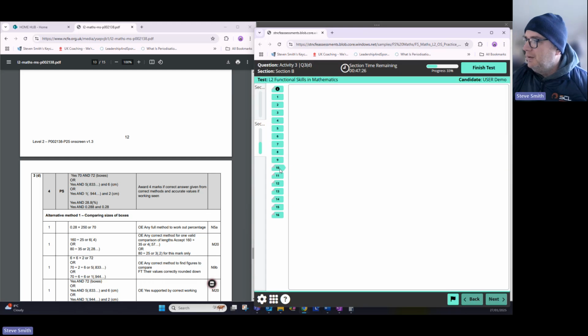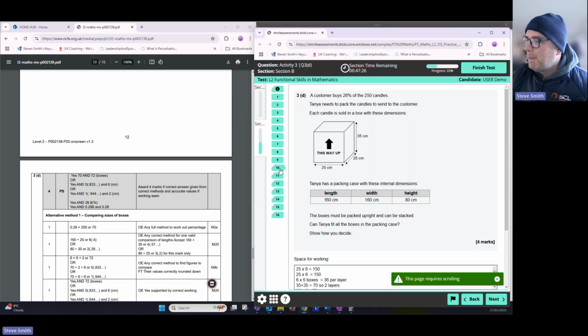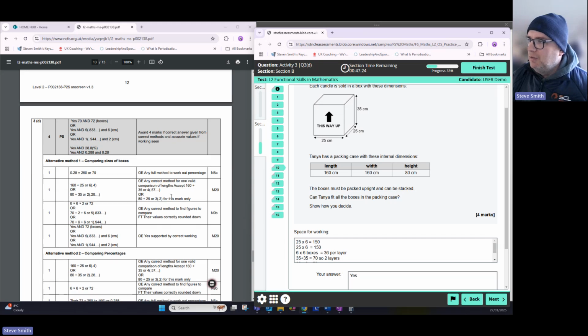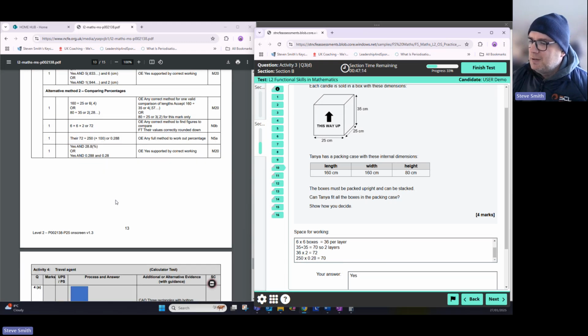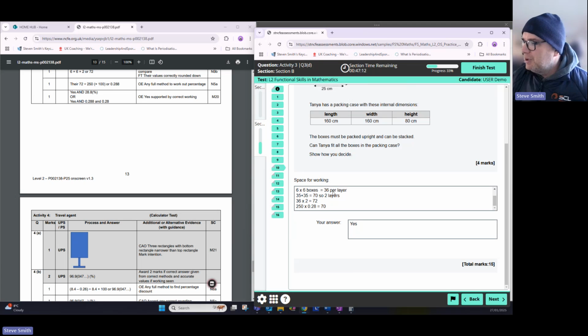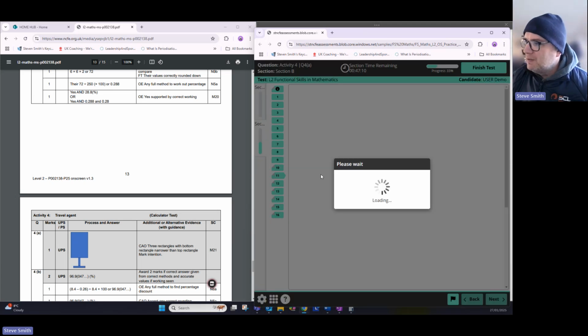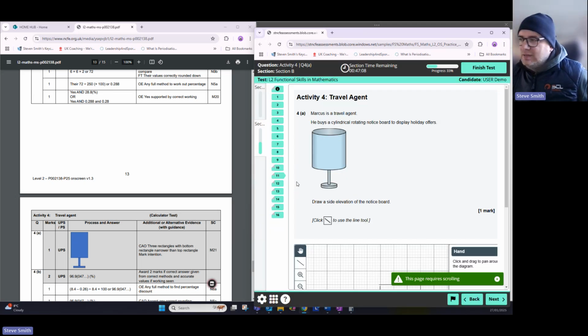Nope. Question 10. Yep. Question 10. There we go. Now we're okay. Now we can compare what we've done. So yes, it fits 72 boxes as opposed to 70. Yes, we had 72 boxes as opposed to 70. Absolutely correct. Then we jumped into 4A because that was the last question on that activity.